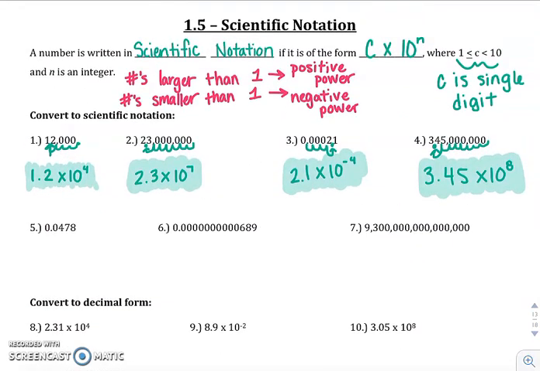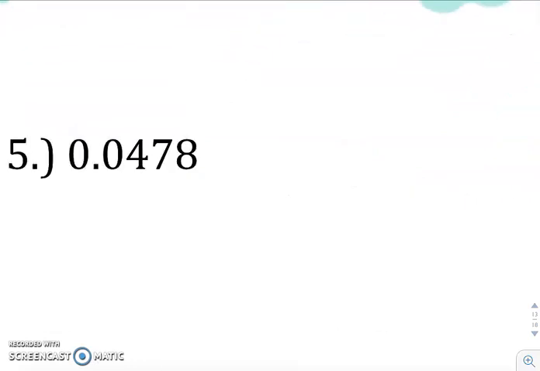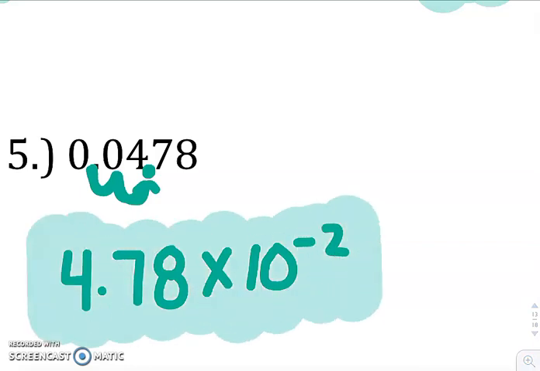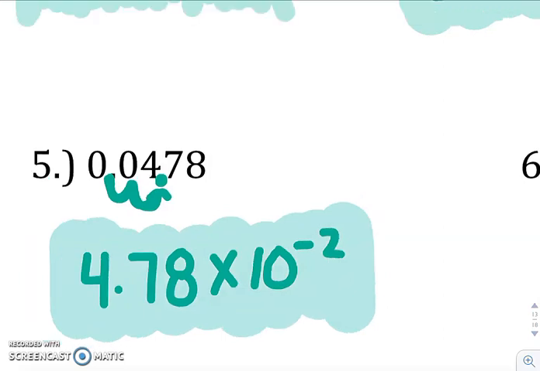So 0.0478, we want that decimal to be right behind the 4. So it's going to go right there and be 4.78, but times 10 to what power? We moved it 2 places, 1, 2, but it originally started as a number smaller than 1. So a negative power, negative 2. Moved it 2 places, negative 2 because it was smaller than 1.